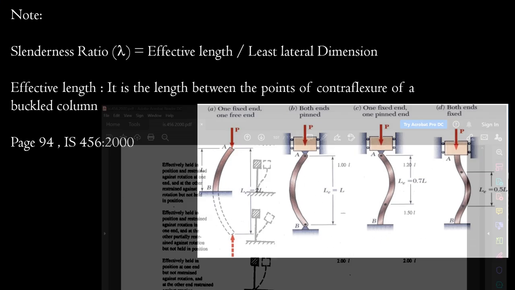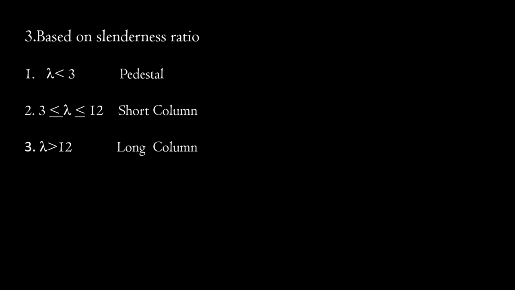Okay, so here you can see, based on the slenderness ratio, there are three cases. That is, when lambda is less than 3, the compression member is called a pedestal. When the lambda value is between 3 and 12, it is called a short column, and when lambda is greater than 12, it is called a long column. So we will discuss one by one. The first one, when lambda is less than 3, is called a pedestal.